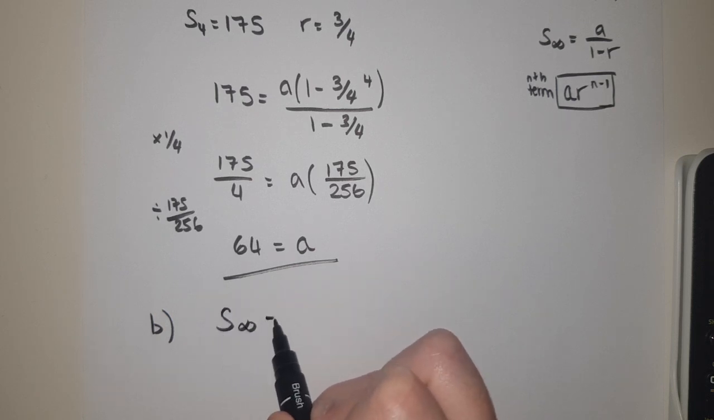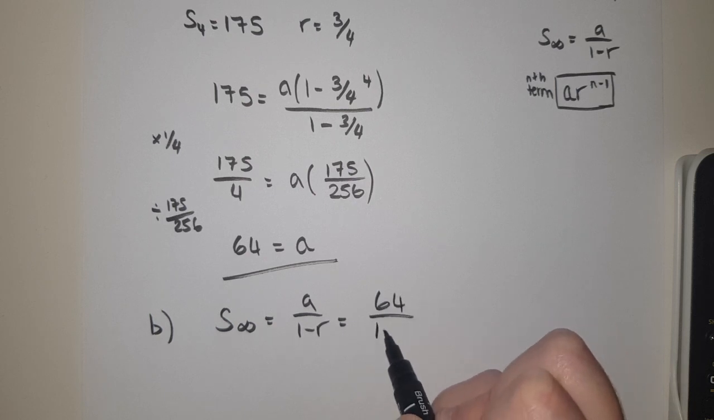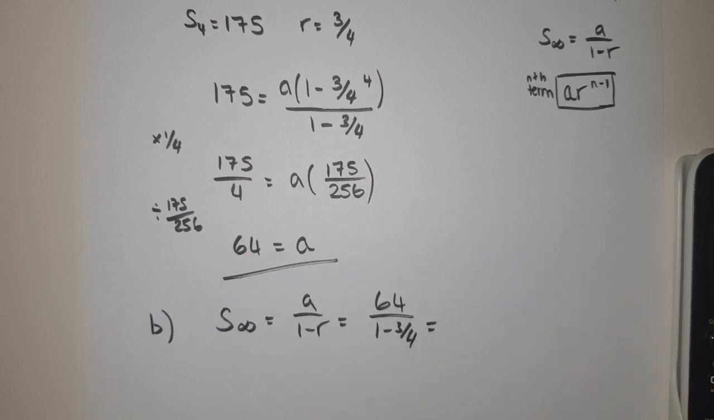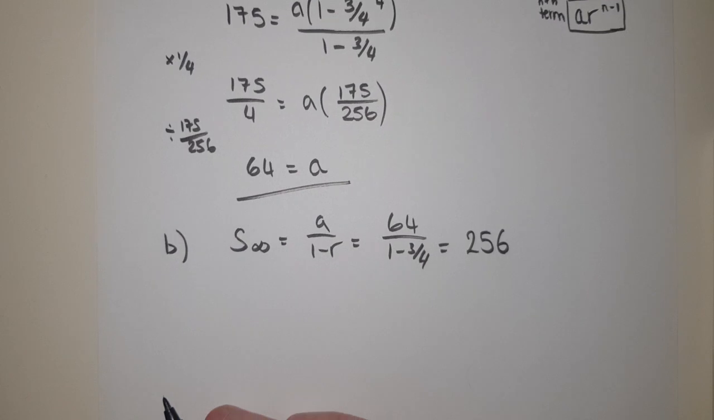Part B says find the sum to infinity of the series. Well, sum to infinity is a over 1 minus r. So in our case, that is 64 over 1 minus 3/4. That is going to give us a sum to infinity of 256.